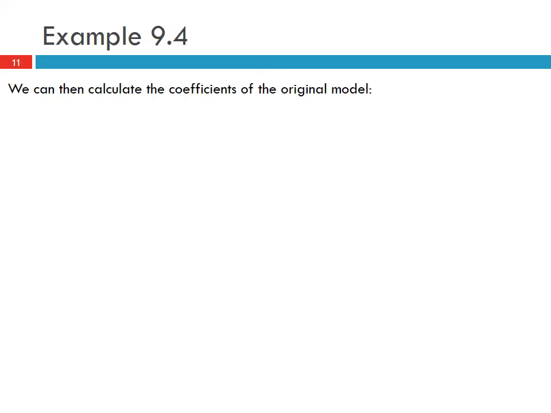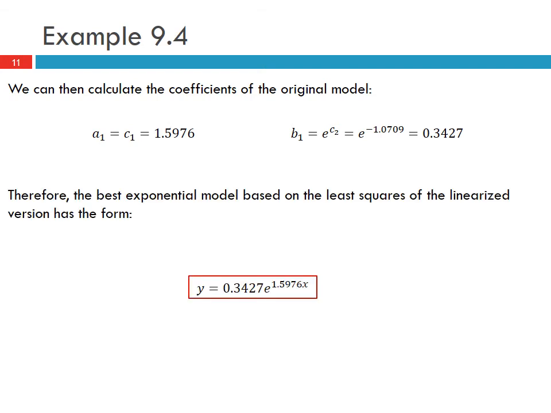Now we can calculate the coefficients of the original model. A1 is just equal to C1, which was 1.5976, and B1 is equal to e to the power of C2, which is e to the power negative 1.0709, which is 0.3427. Therefore, the best exponential model based on the least squares of the linearized version has the form shown here, where this is my B1 and this is my A1.